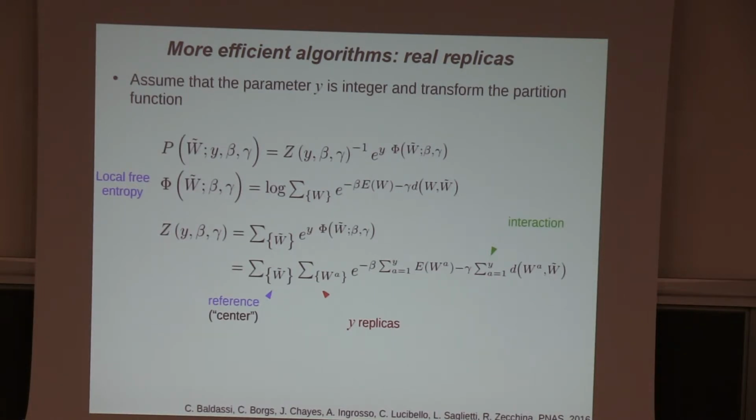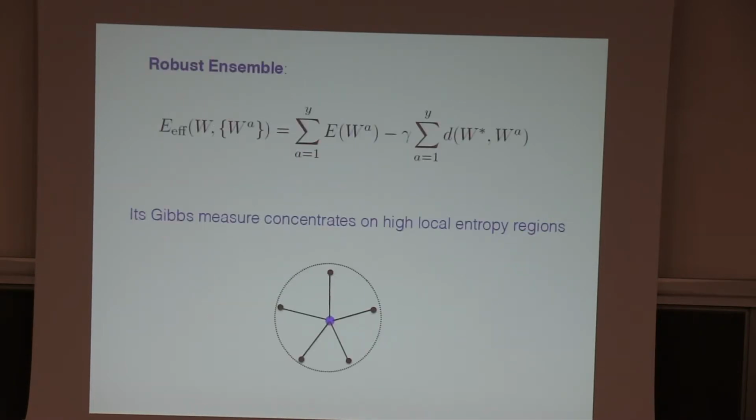So if you take y integer, essentially we can show that you can rewrite the Boltzmann weight of this energy function as the Boltzmann weight of a set of y real replicas of the original system coupled to be at a given mutual distance. So this replicated system naturally focuses on these rare dense regions. And so once you realize this, then it's immediate to define as many algorithms as you want.